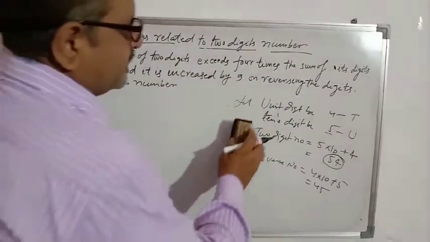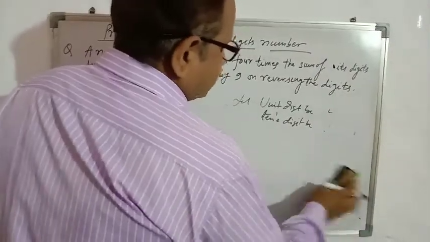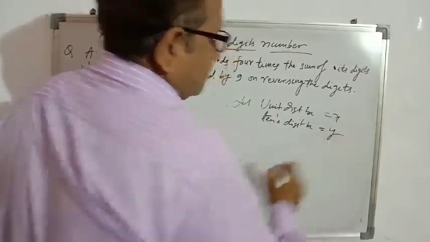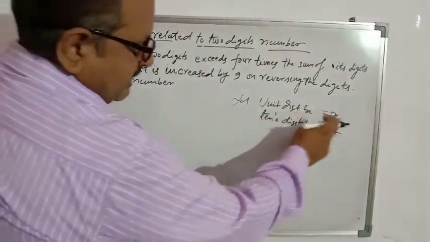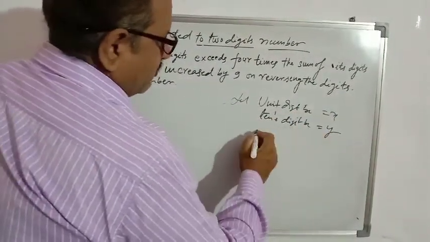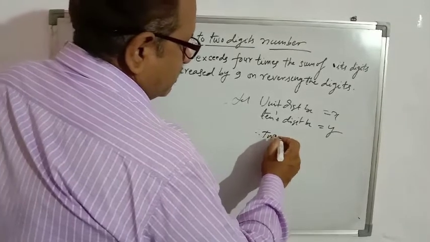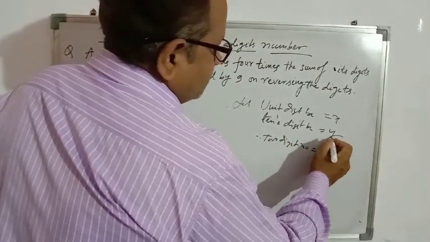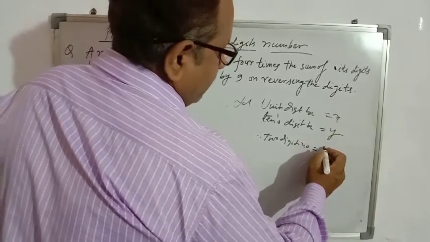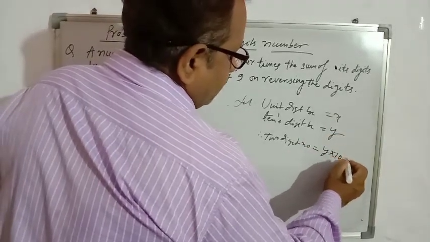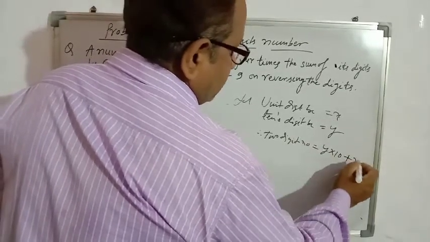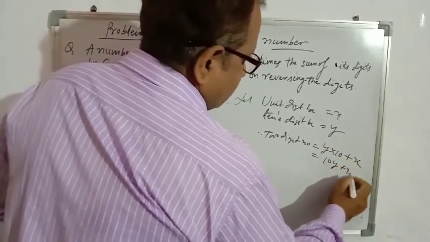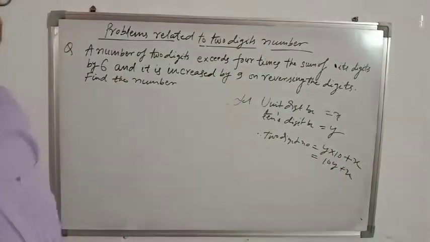Similarly, suppose the unit digit is x and the tens digit is y. Unit digit x, tens digit y. So what will be the two-digit number? The tens place digit is y. So we will multiply y by 10 and add the unit digit x. So it will be 10y plus x. This is the two-digit number.